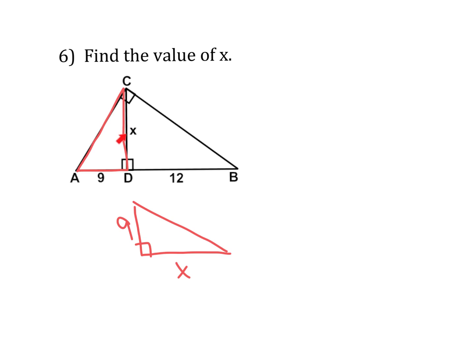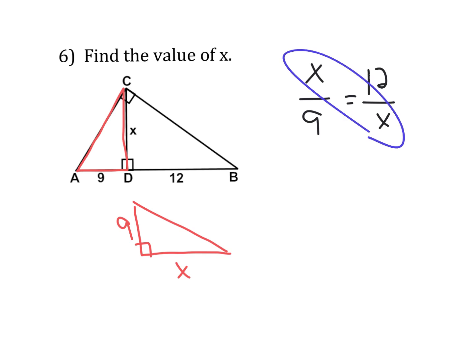This one, we do have an X on both triangles again, so we're going to be back to our cross multiplying idea. So if you'll notice here, the X matches up with the 9. That would be this left side here. X matches with the 9. And then the same order, the 12 matches up with the X. So this could be our proportion, and then we can cross multiply. So X squared equals 108.